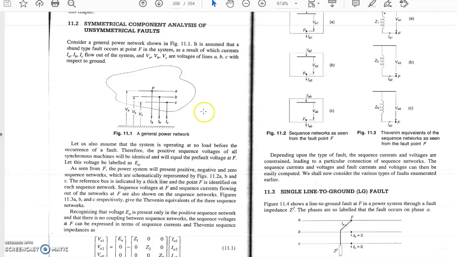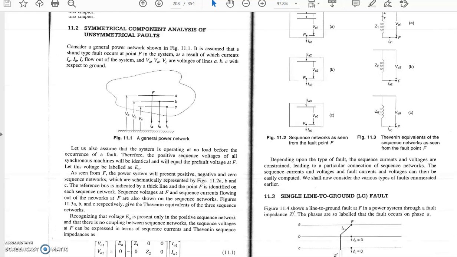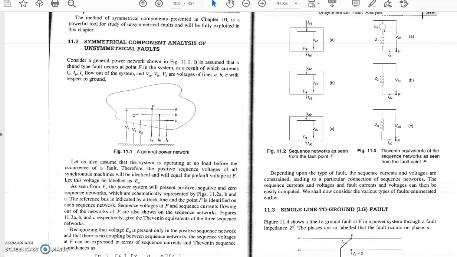So in that case, looking from the fault point F, we can divide the current into three parts. Current IA is divided into three parts: positive sequence, negative sequence and zero sequence. And similarly the voltage: positive sequence voltage, negative sequence voltage and zero sequence voltage.